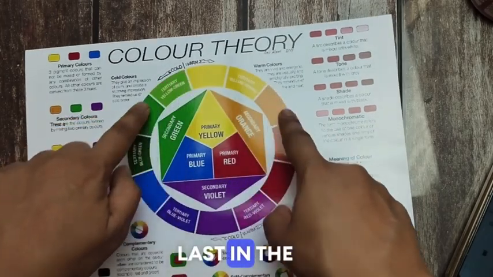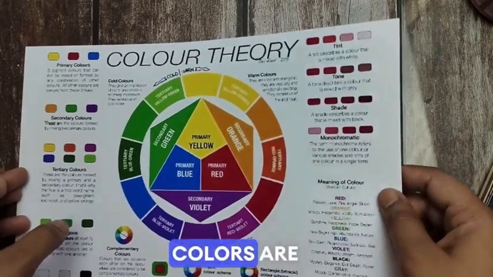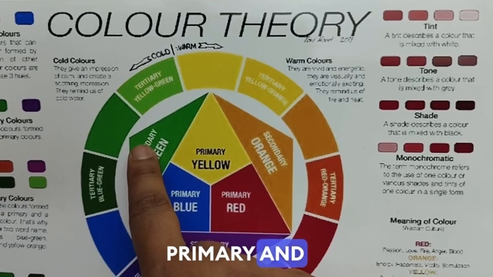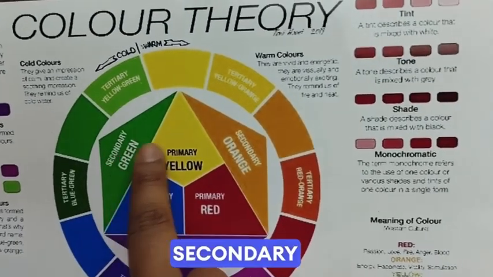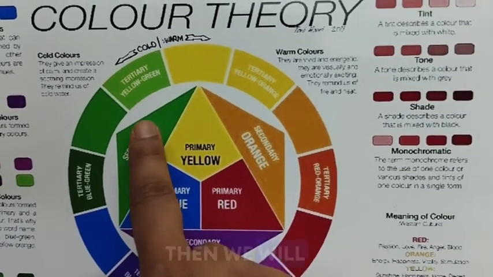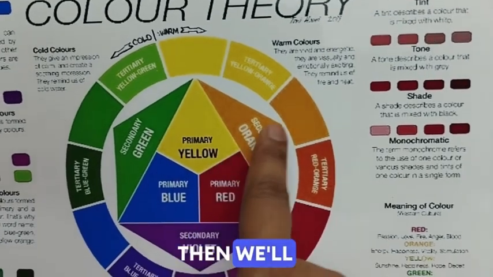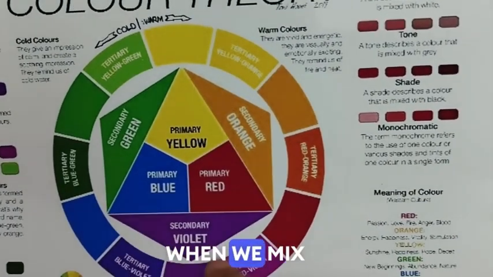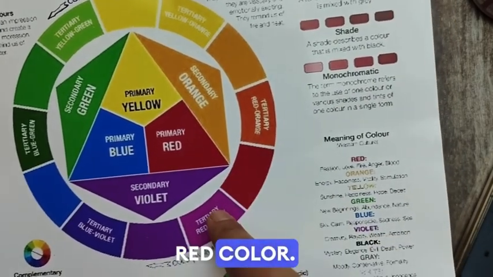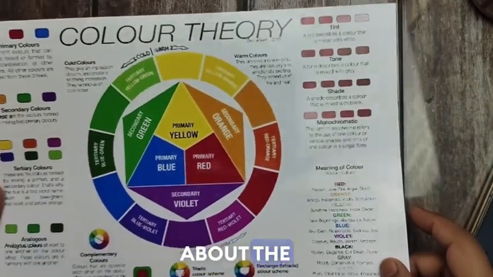Then the last in the color wheel are the tertiary colors. Okay, tertiary colors are those we get by mixing one primary and one secondary color. Like when we mix yellow and green, then we'll get light green color. When we mix yellow and orange color, then we'll get light orange color. When we mix orange and red color, then light red color. Okay, like this we'll be getting tertiary colors. So that is all about the color wheel.